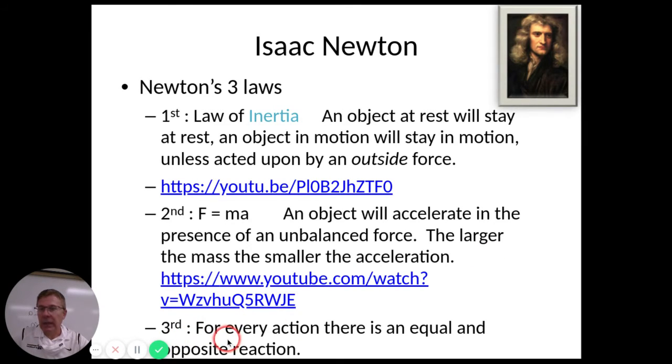And then the third law is for every action, there's an equal and opposite reaction, okay? Let's say you have a tennis racket and a tennis ball. You swing to hit the tennis ball, okay? The amount of force that you hit that tennis ball with, that tennis ball pushes back on the racket with an equal and opposite force. What happens? Well, the force of the racket causes the ball to accelerate, but the force of the ball on the racket causes the racket to decelerate, okay? And the bigger the mass, the less change in the acceleration, okay?